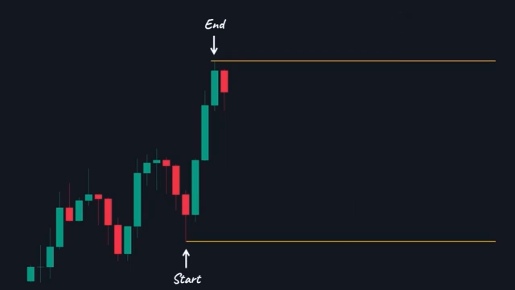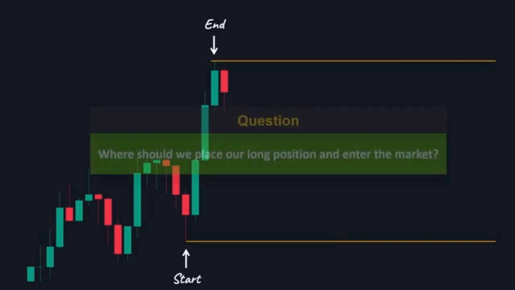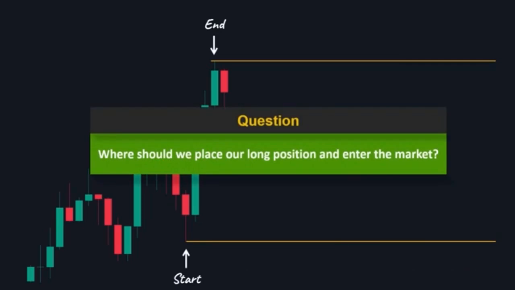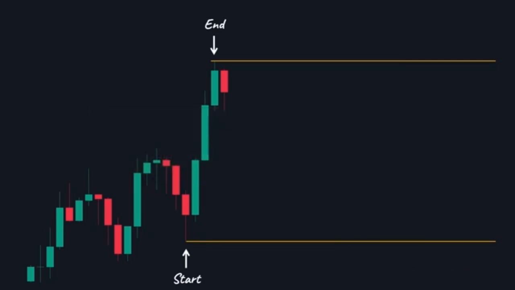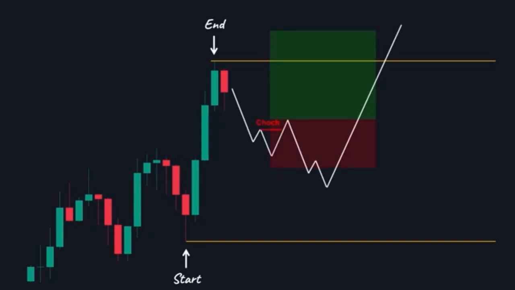Now back to our correction range. Here's the question: where should we place our long position and enter the market? If we enter too early, the price might make a deeper pullback, and we end up losing even though our analysis was correct.